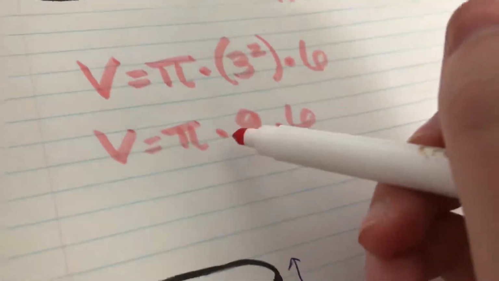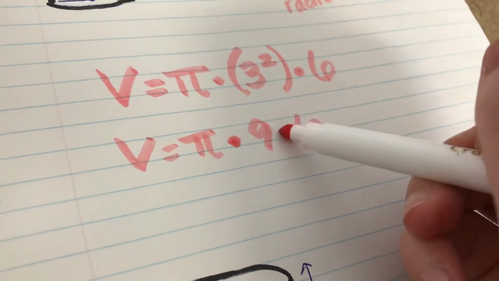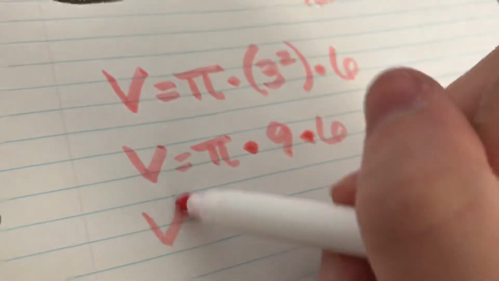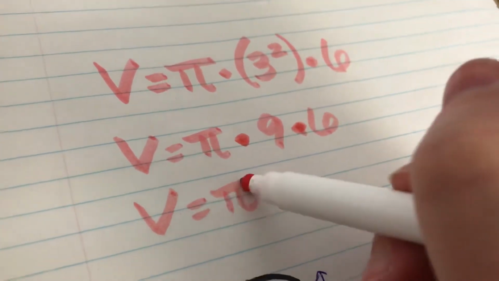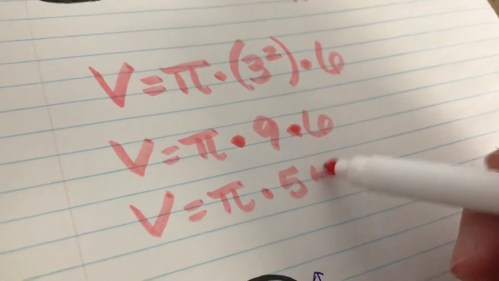These dots I'm using are just multiplication. I'm just using the simple multiplication symbol. And then we have volume equals pi times, and then 9 times 6 is 54.